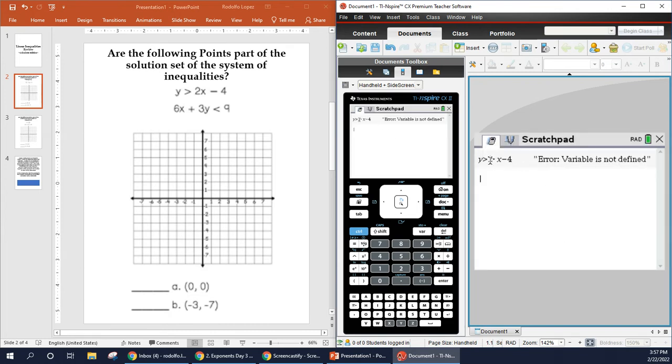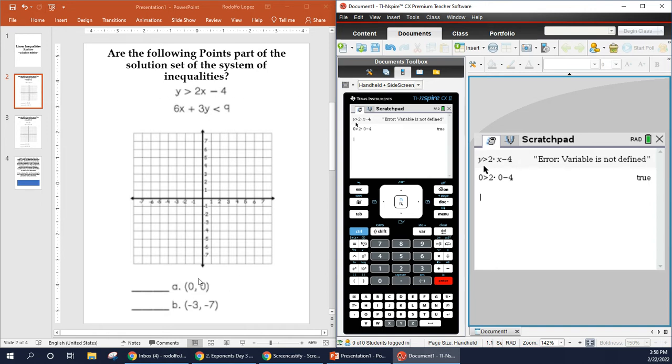So instead of the x and the y, I'm going to plug in 0 for x and 0 for y. So let's do that. We have 0 for y, 0 greater than, control equals, 2 times x, which is also 0, minus 4. I have substituted x and y into this inequality. By pressing enter, the calculator will tell me whether this is true or not. Here it is true, which means that 0, 0 is in the shaded region of the first inequality.